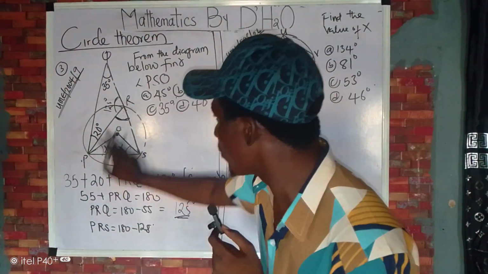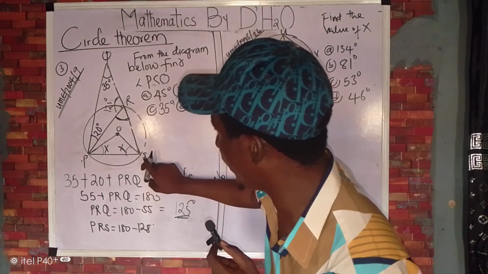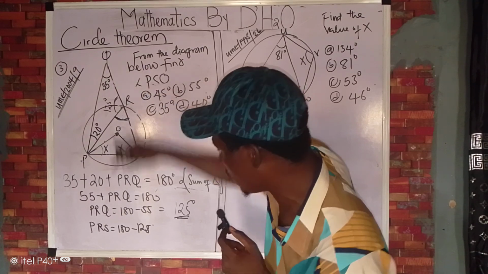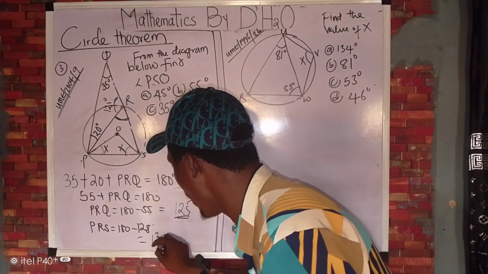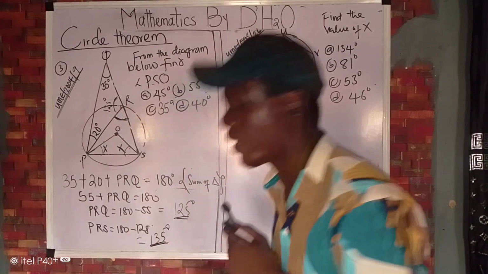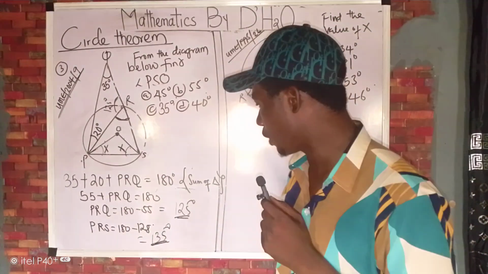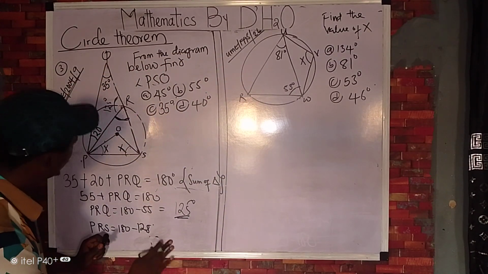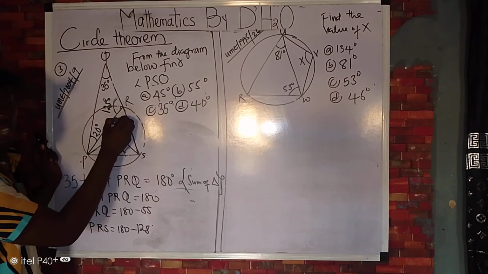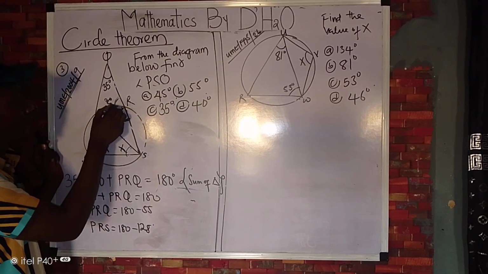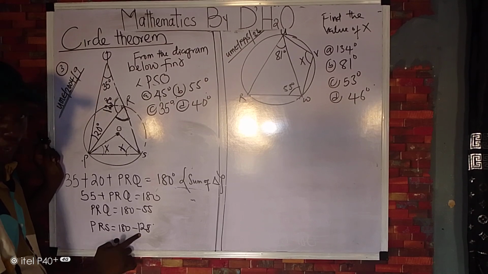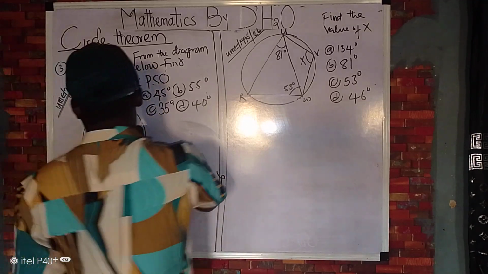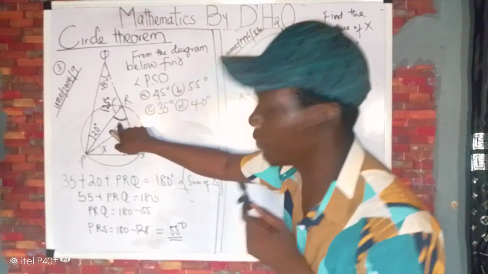So if you have PXS, this and this is 180. So if this one is 125, it is 180 minus this. This and this gives us 180. If this one is 125, it means that we have 180 minus 125, and that will give us 55 degrees. So the angle here is 55 degrees.